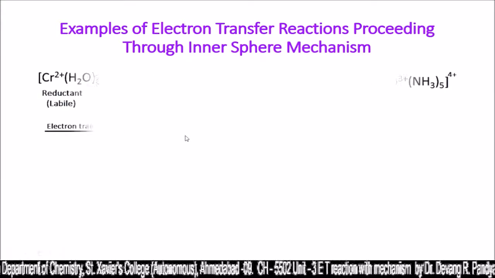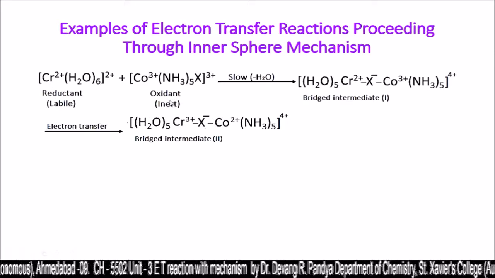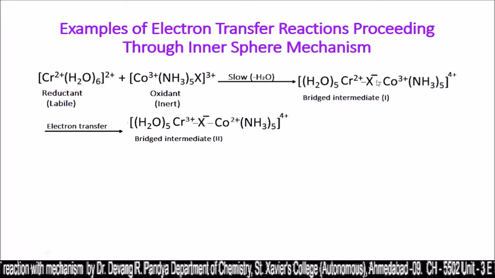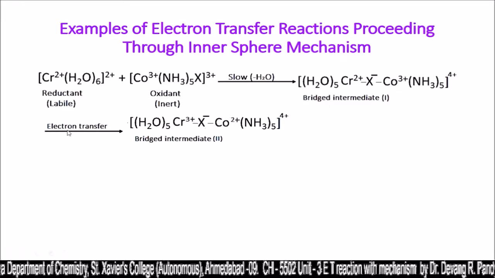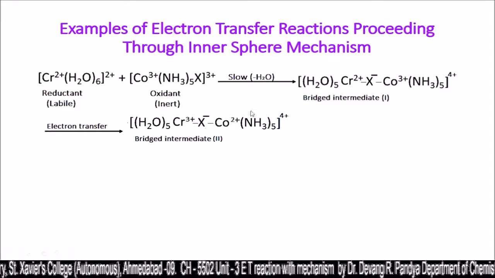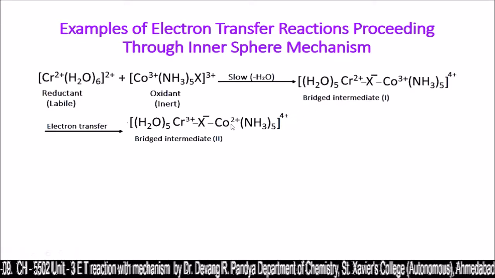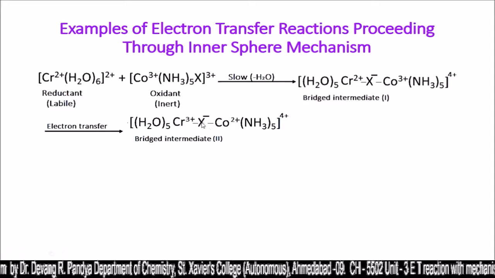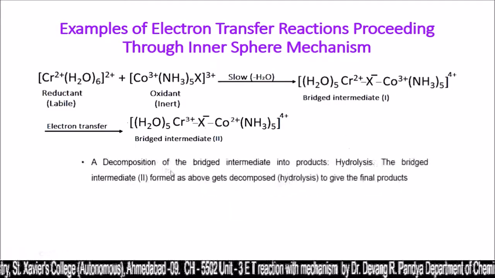You can see the mechanism over here. Here you have the reductant, which is labile, and this one is inert. When attached by this bridging ligand, the electron transfers from chromium to cobalt. After the transfer, the chromium, which was +2, is converted into +3, and cobalt, which was +3, is converted into +2. Then when the bridged intermediate breaks, the bridging ligand will go with the chromium, not with cobalt.